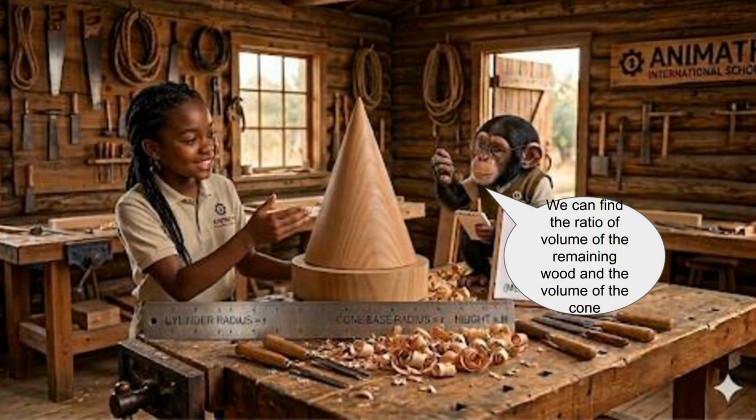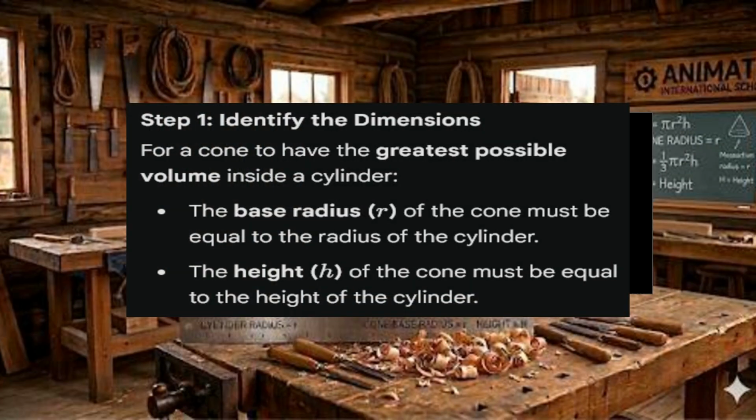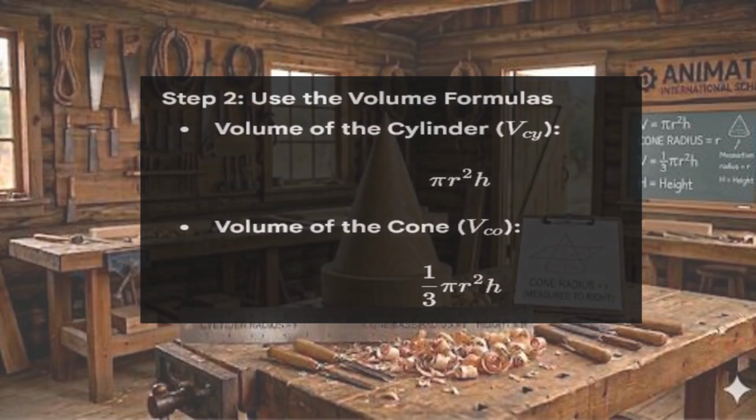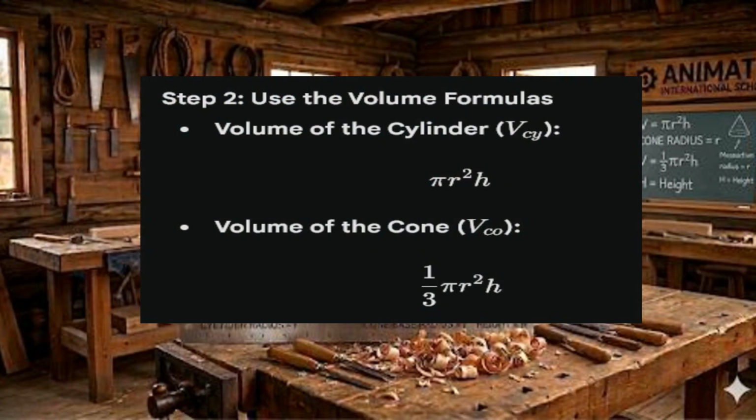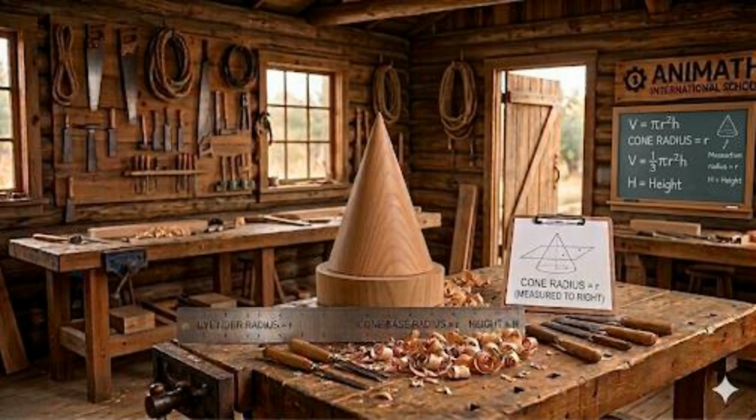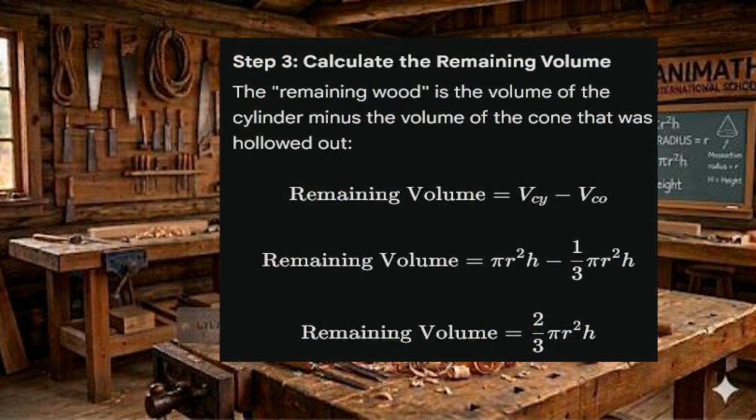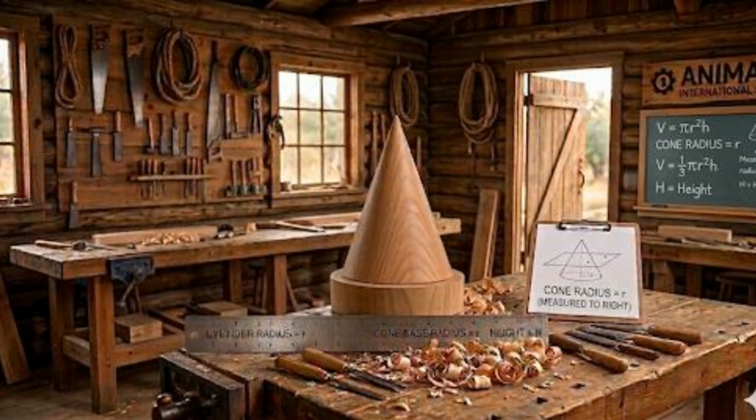Now we can find the ratio of the volume of the remaining wood and the volume of the cone. Step 1. Identify the dimensions. For the cone to have the greatest possible volume inside a cylinder, its base radius and height must equal the cylinder's radius and height. Step 2. Calculate the volumes. The volume of the cylinder is pi r squared h. The volume of the remaining wood is the difference between the cylinder's volume and the cone's volume, which is 2/3 pi r squared h.